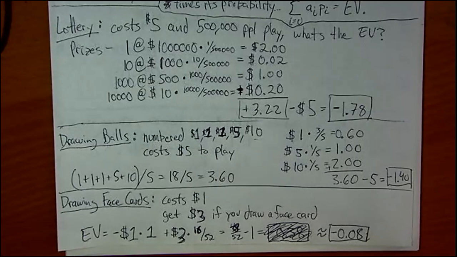Okay, so let me ask you this. What if you played through the whole deck, right? Let's say that you played without replacement, and you played through the whole deck of 52 cards, doing the drawing face cards game. Then what would the expected value be to you at tricking your poor friend that's bad at math? $4.